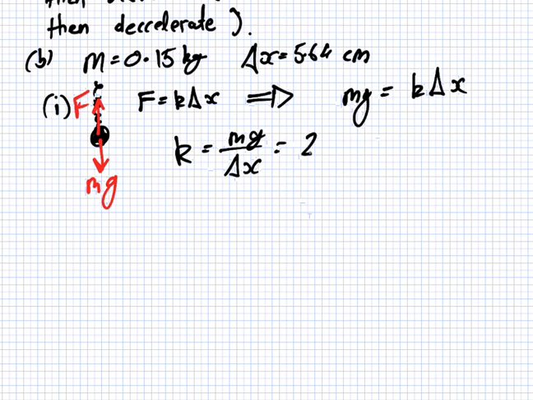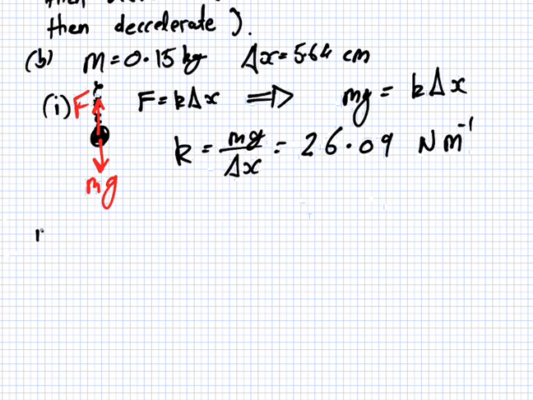Well, I'll check. What did you get? 26 I have. Now maybe I typed it in wrong. Maybe I should believe you. Something went wrong for you as well? That's okay. We all make mistakes. 26.09 newtons per meter. Okay.